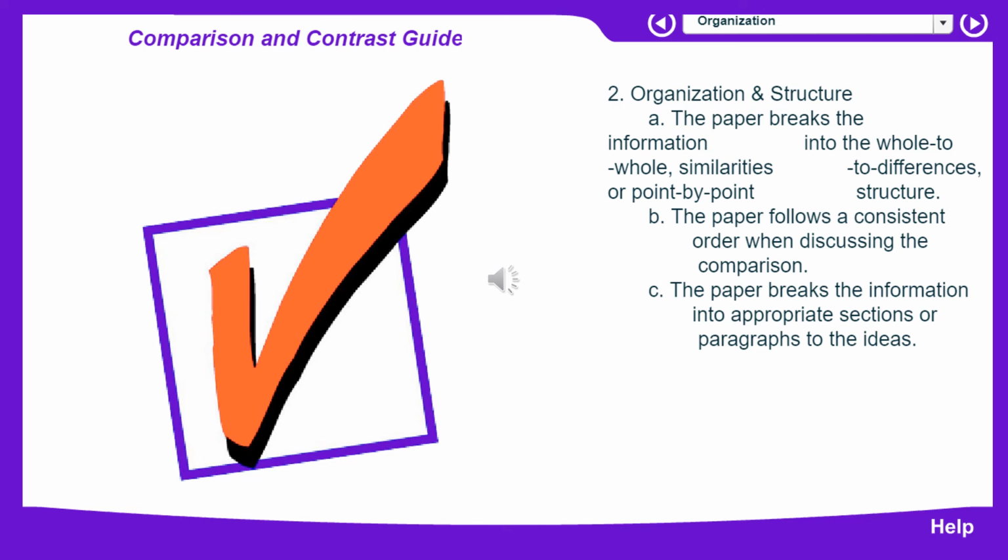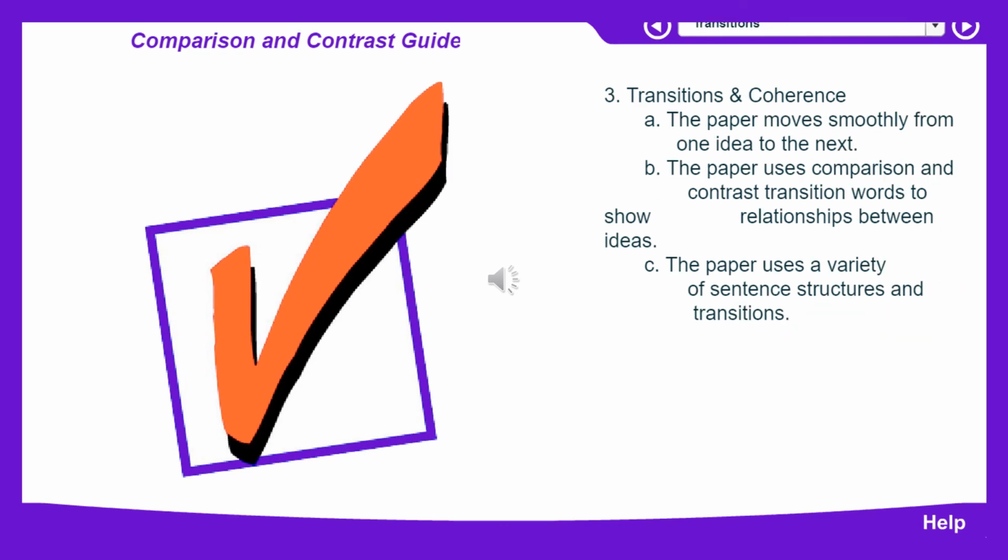You would also be graded on the organization and structure of your paper. A. The paper breaks the information into the whole-to-whole, similarity to differences, or the point-by-point structure. B. The paper follows a consistent order when discussing the comparison. And C. The paper breaks the information into appropriate sections or paragraphs.